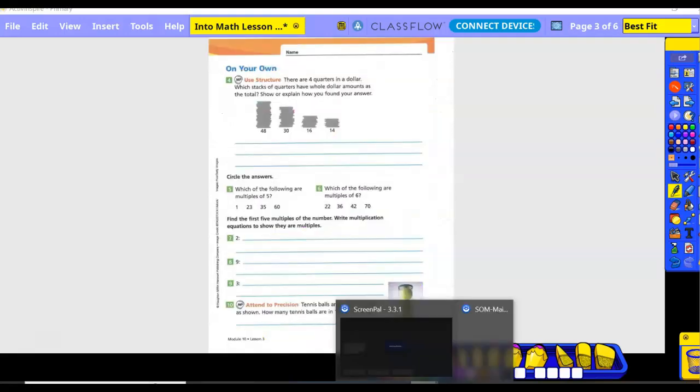On your own, number 4. There are 4 quarters in a dollar. Which stacks of quarters have whole dollar amounts as the total? Show or explain how you know. So what would we need to find multiples of? What have we been learning about? Multiples of 4. Okay, so let's list our multiples of 4.